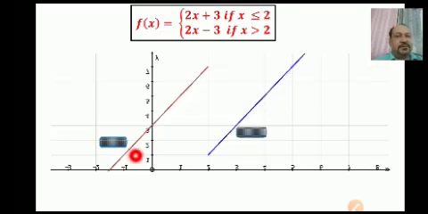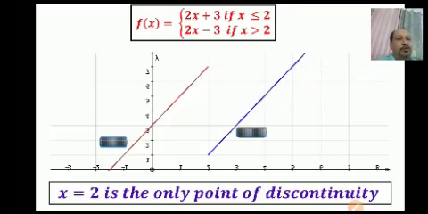You can observe the graph of this function also. This line shows the graph of 2x plus 3, and this line shows the graph of 2x minus 3, and the point of discontinuity is 2.